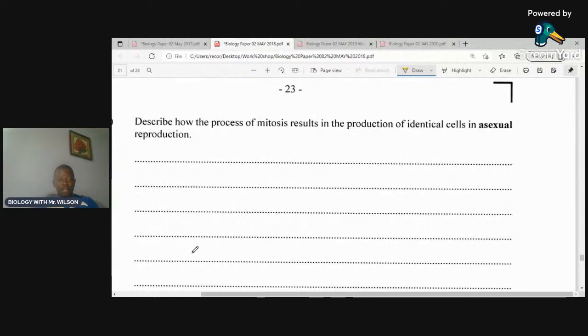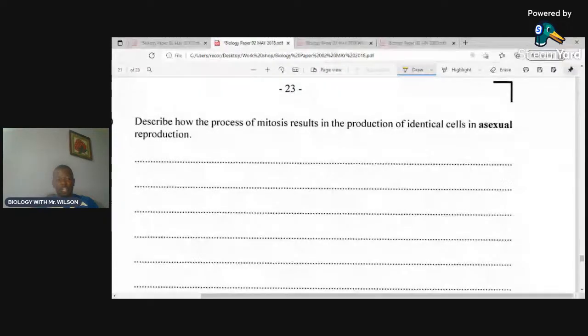So this particular question wants us to look at... we are supposed to describe how the process of mitosis results in the production of identical cells in asexual reproduction.